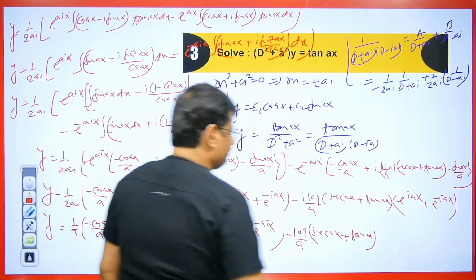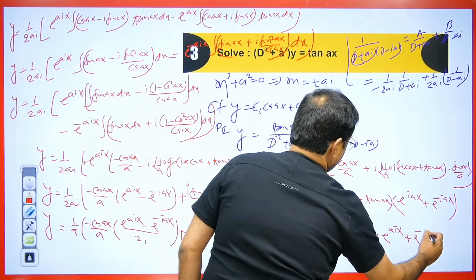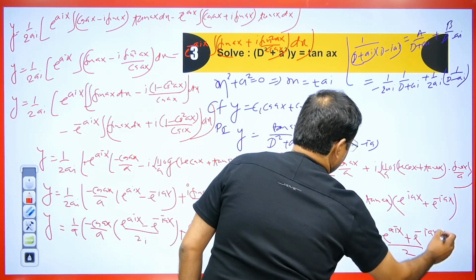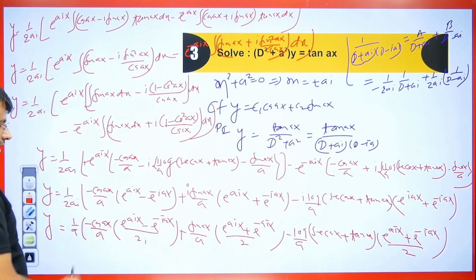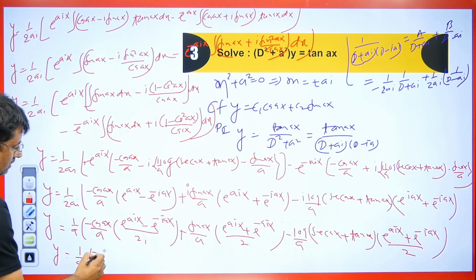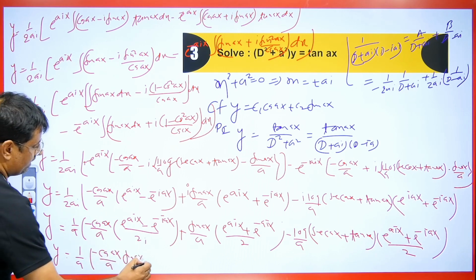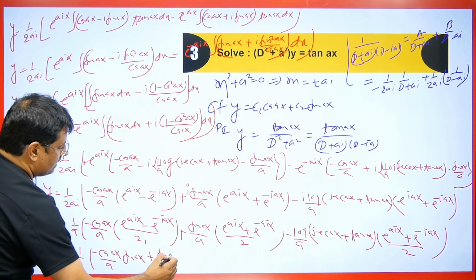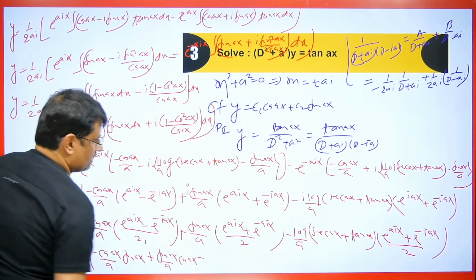Is that understood? Now we will be getting e power a iota x plus e to the power minus a iota x upon 2. We know that the value of this is cos and its value is sine. As you can observe, these are the same. So I will write it here. Therefore 1 upon a, and we will get cos ax upon a, and here we will get sin ax. And further we will obtain sin ax upon a, and here we will get cos ax and minus.